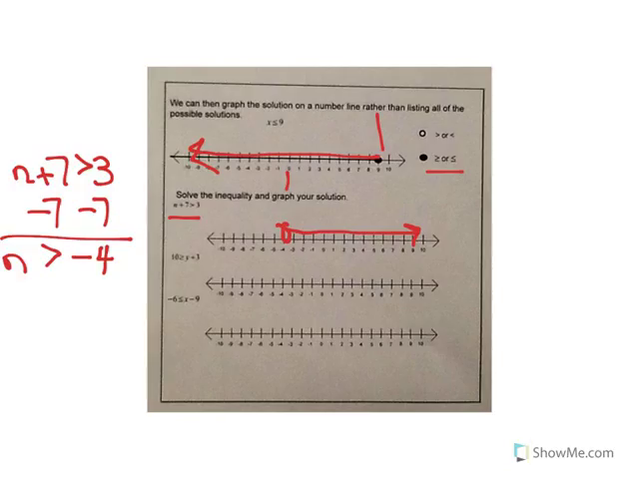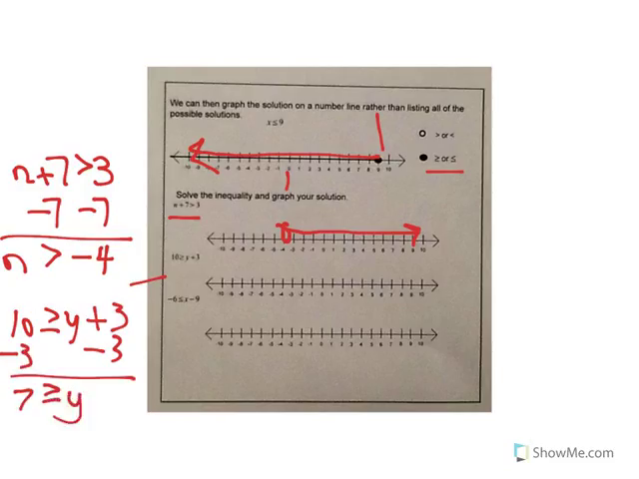So let's move on here. We have the next one, which is 10 is greater than or equal to y plus 3. So I'm going to rewrite that. 10 is greater than or equal to y plus 3. So we're going to solve that by subtracting 3 from both sides. When we do that, we end up with 7 is greater than or equal to y. So now I'm going to go ahead and have my 7. 7 is going to be filled in. Is greater than or equal to y. So it's going to be everything pointing in this direction.